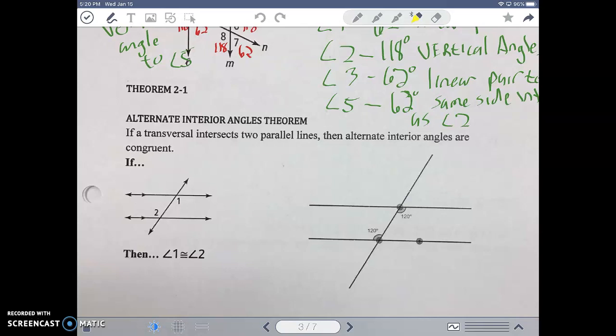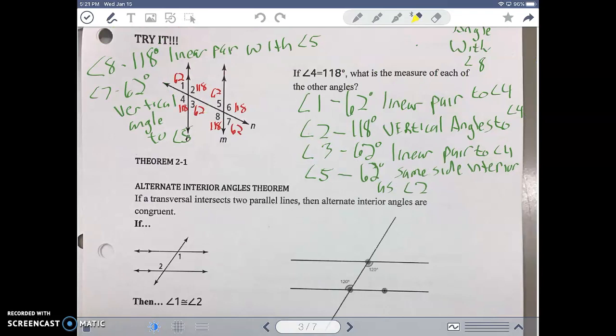And you can tell up here on this example too, angle 5 and angle 3 are alternate interiors, inside of the parallel lines, but on opposite sides of the transversal. Notice they're both labeled 62 degrees because they are 62 degrees. So it's kind of a shortcut from having to work it all out this way. Alternate interior angles, if we can recognize them, we can just say that they're congruent without having to do the work above.